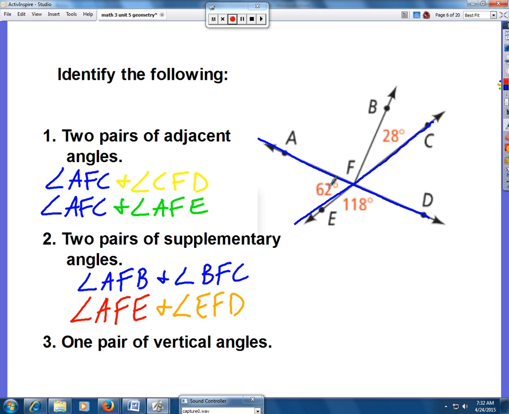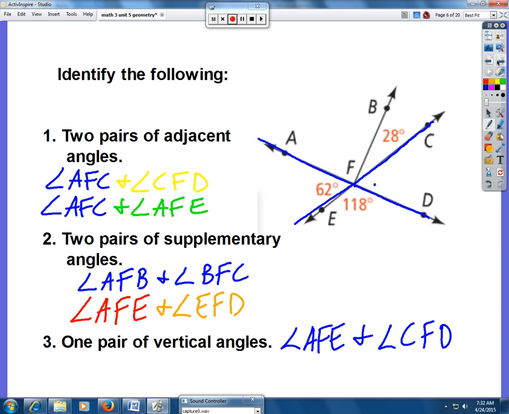So let's start with this angle, AFE. Which angle is across from AFE? This angle. So let's start here. We got C, still F as our vertex, and D. So angle CFD. You could have also used AFC and EFD.